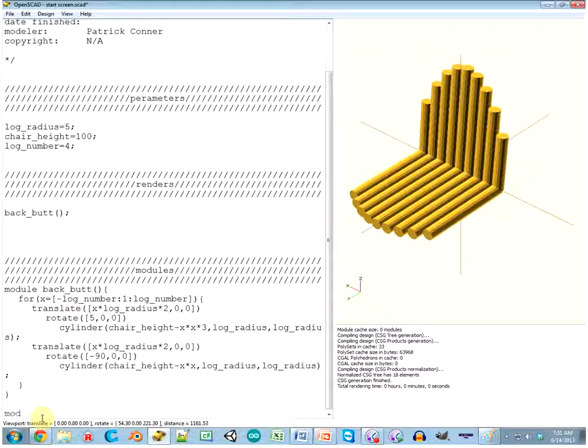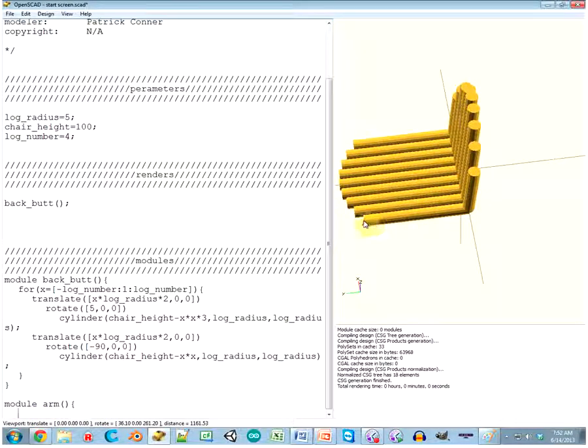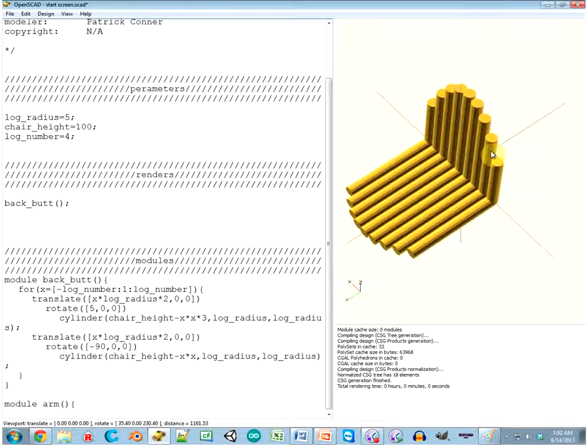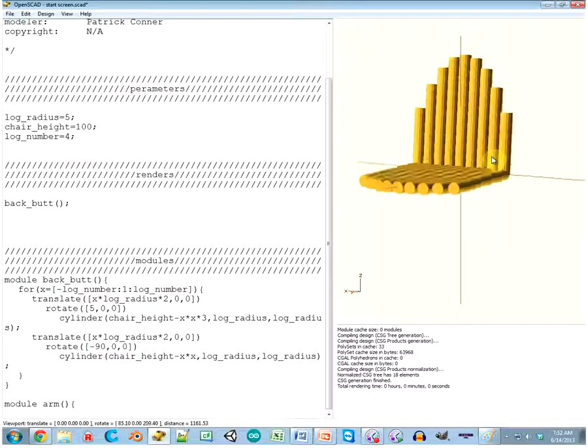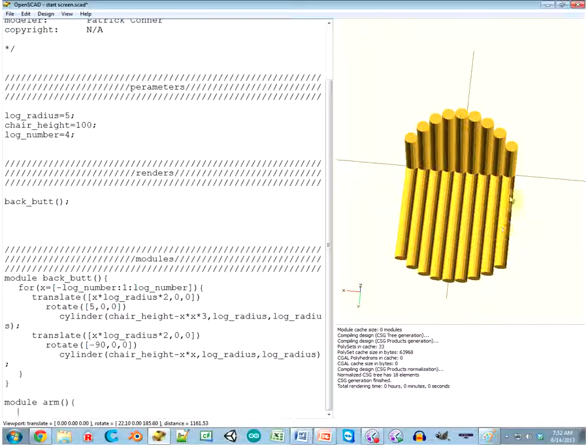So now let's do another module. Module of arms. Let's make it arm. So now we have module arm. The arm is going to have to be the same length as... We're going to need that cylinder up over here, and then that cylinder up over here. So we can do that with fancy math problems. Yay, fancy math problems, because everyone loves math. Woohoo. That's going to be log number squared, so chair height minus log number squared, just like this.